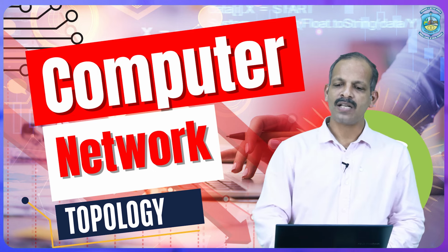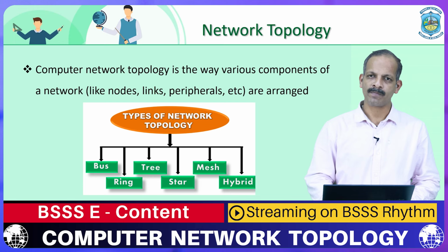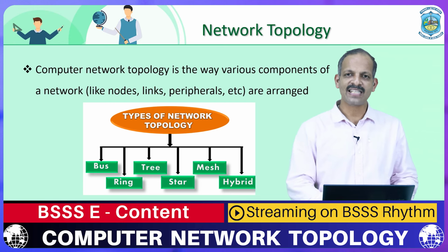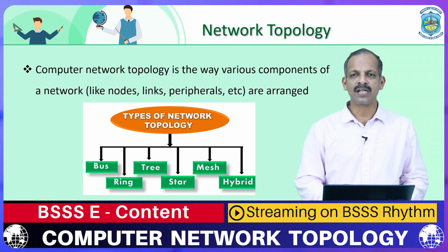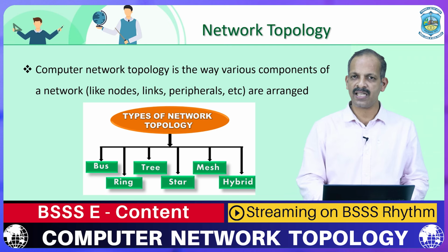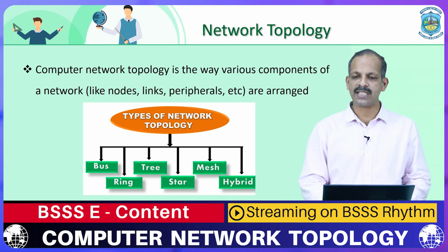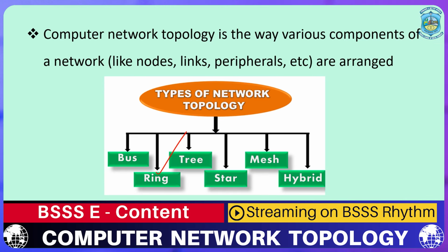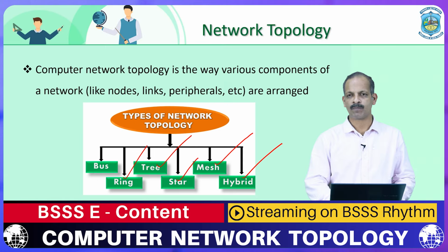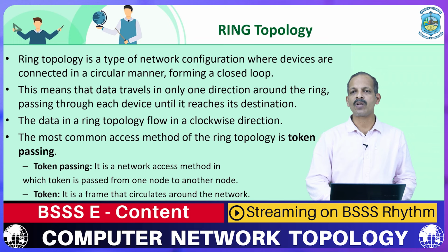Today we are going to discuss different types of network topology. In the previous section, we discussed what a computer network topology is and its advantages, especially the bus topology, its working, advantages and disadvantages. In this section, we are going to discuss other topologies like ring topology, tree topology, star topology, mesh topology and hybrid topology. Altogether, we are going to learn 6 topologies.